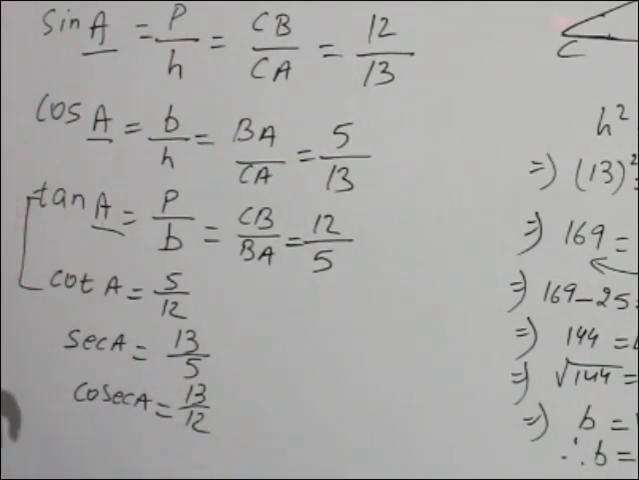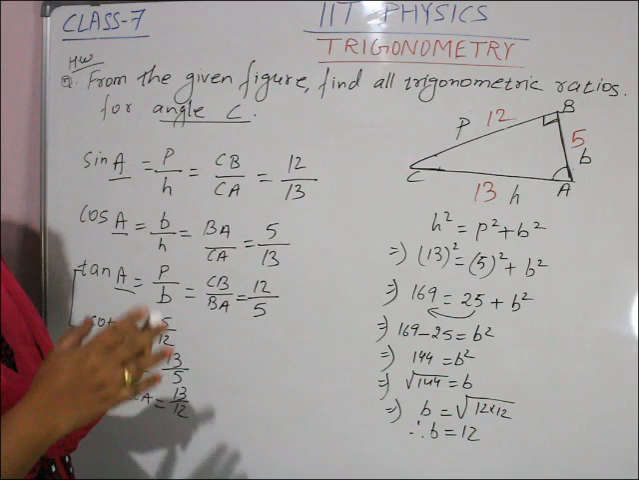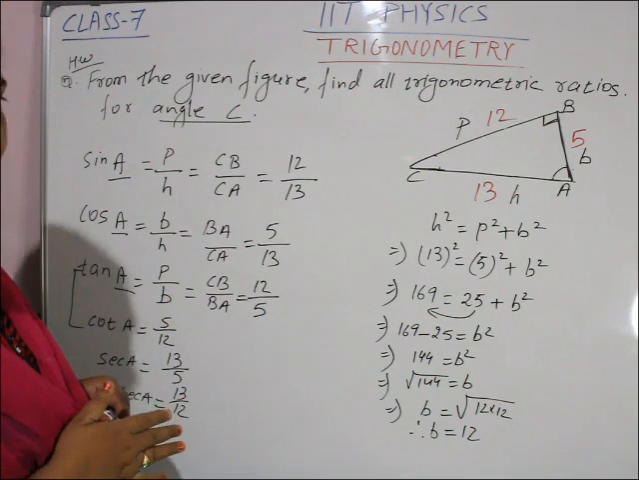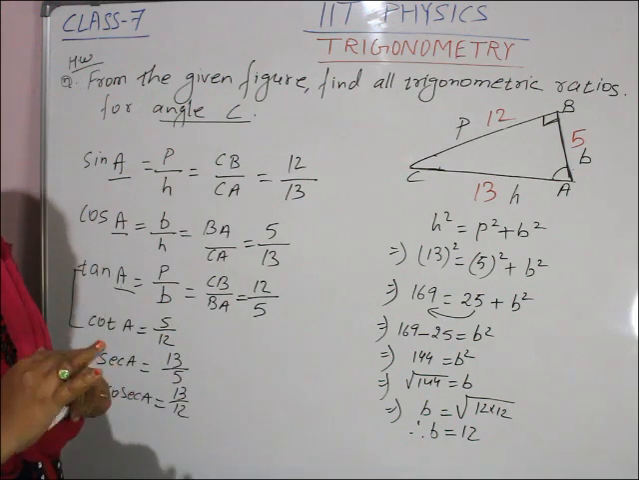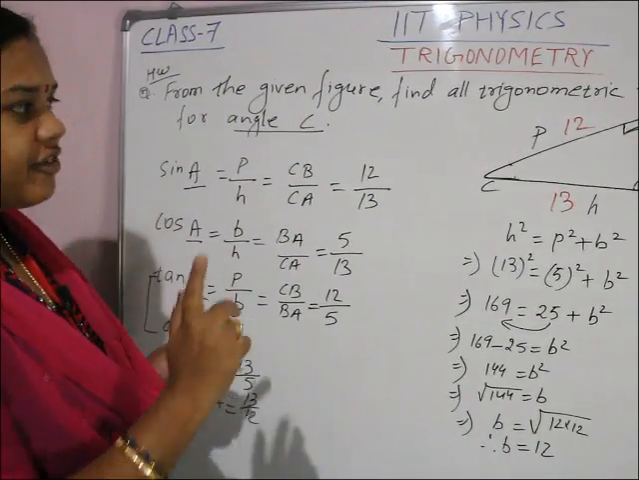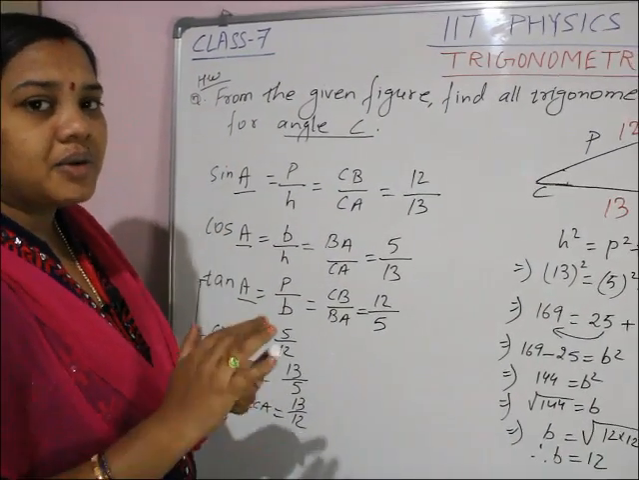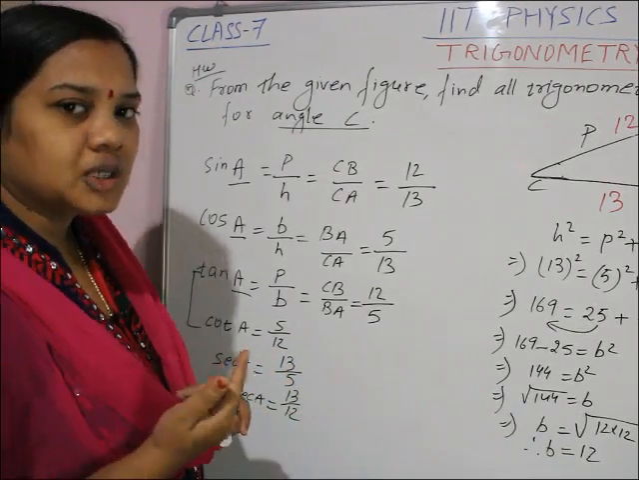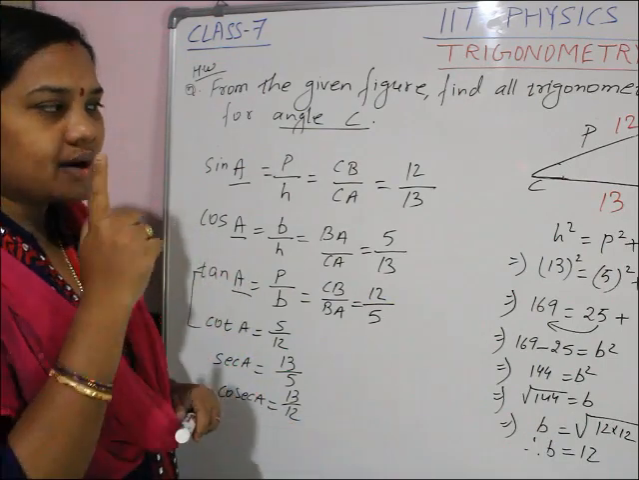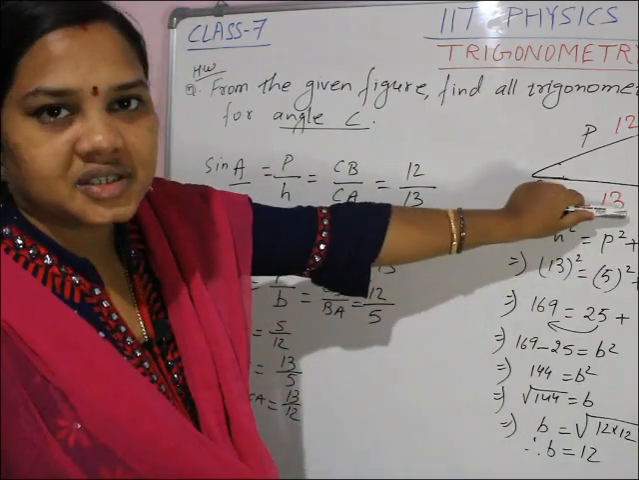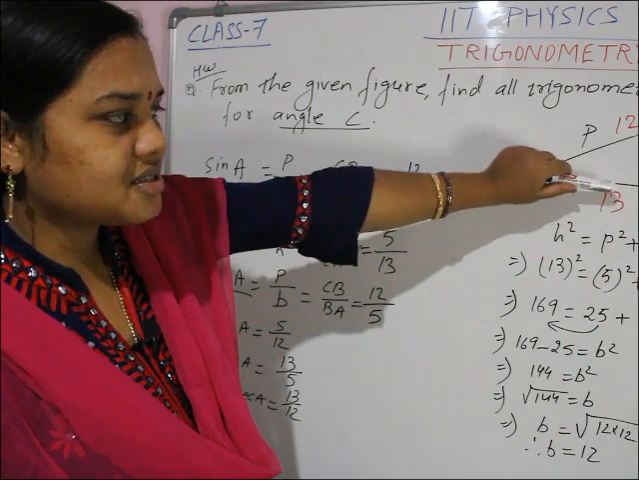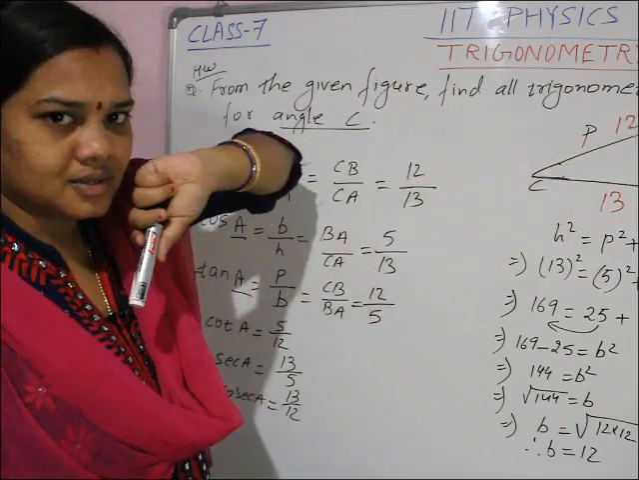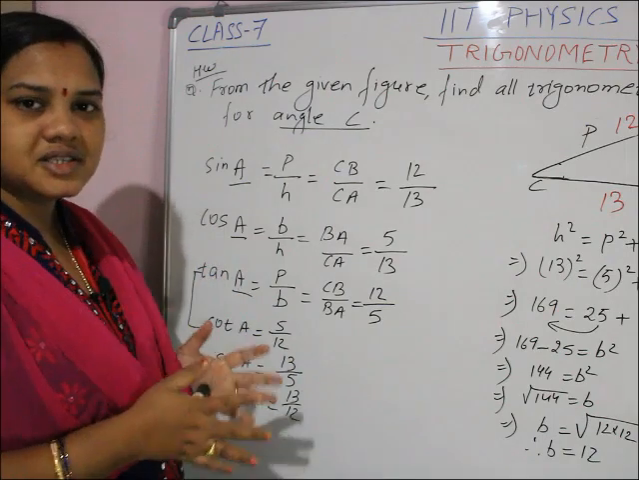Okay children, so understood? In a right angle triangle, there are two acute angles. According to the angle of reference you consider, your perpendicular and base will be determined. If the angle of reference changes, the perpendicular and base positions also change, and then the trigonometric ratios also change. What is not changing? The hypotenuse never changes, because it is always the side opposite to the right angle. Clear children? This is for today.